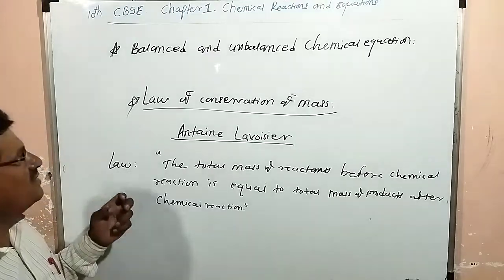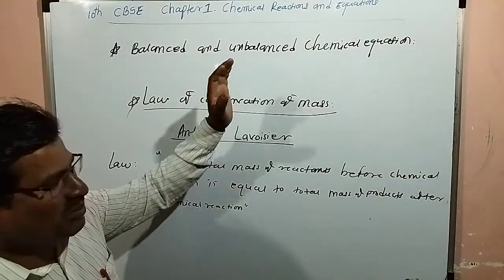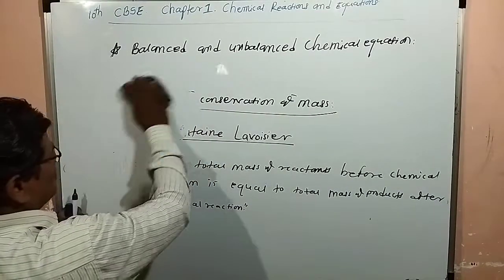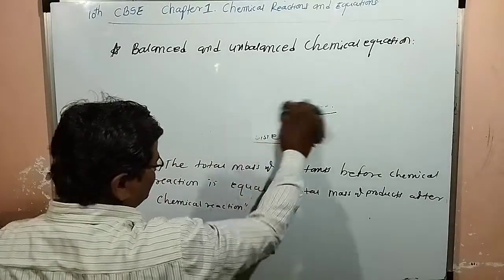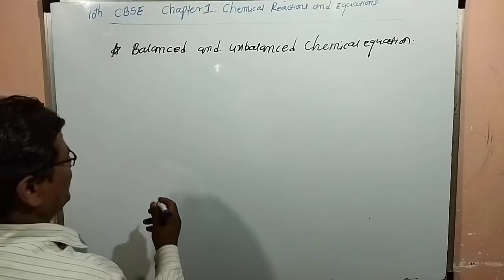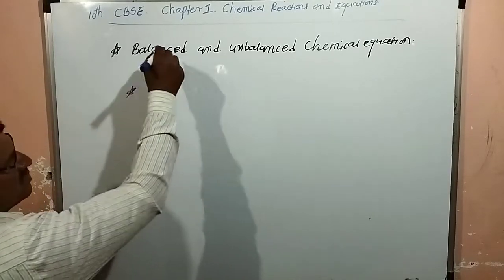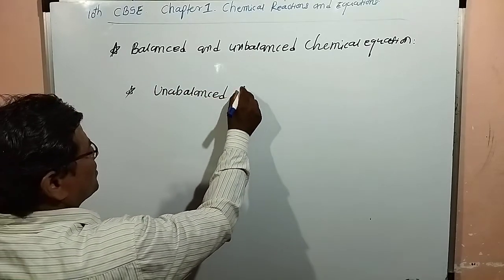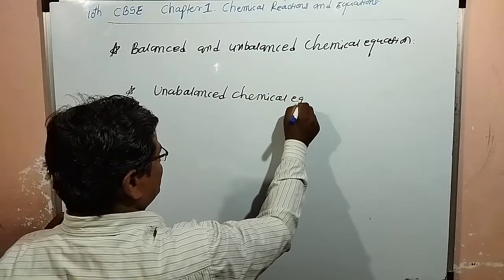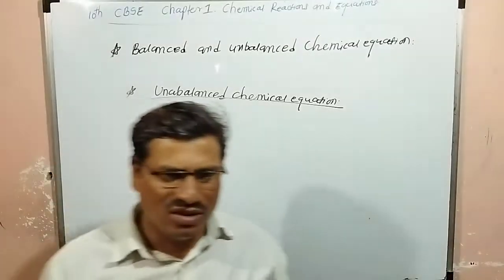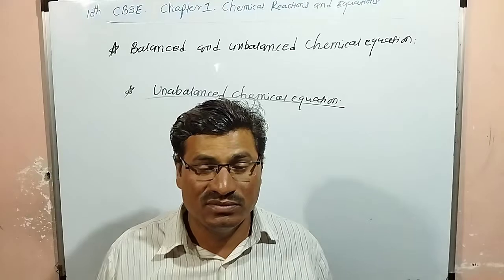So after this, the next part we have to study is what we mean by a balanced chemical equation and what we mean by an unbalanced chemical equation. First of all, we'll take the unbalanced chemical equation and then we'll take the balanced chemical equation. So, the unbalanced chemical equation. You can tell its definition.